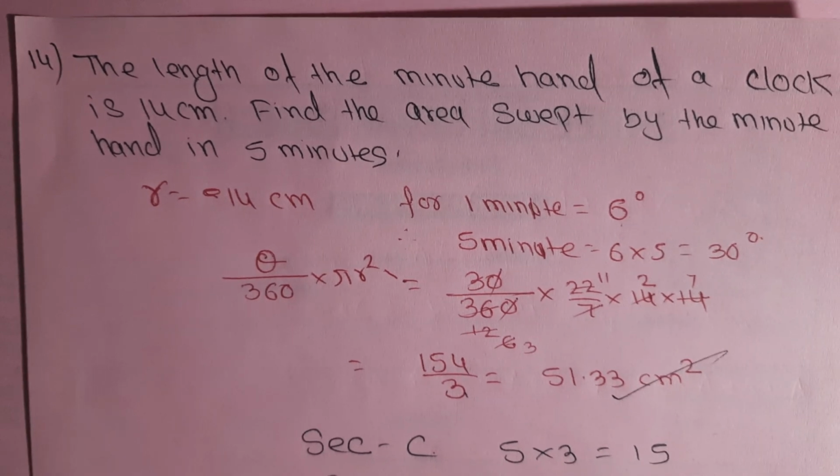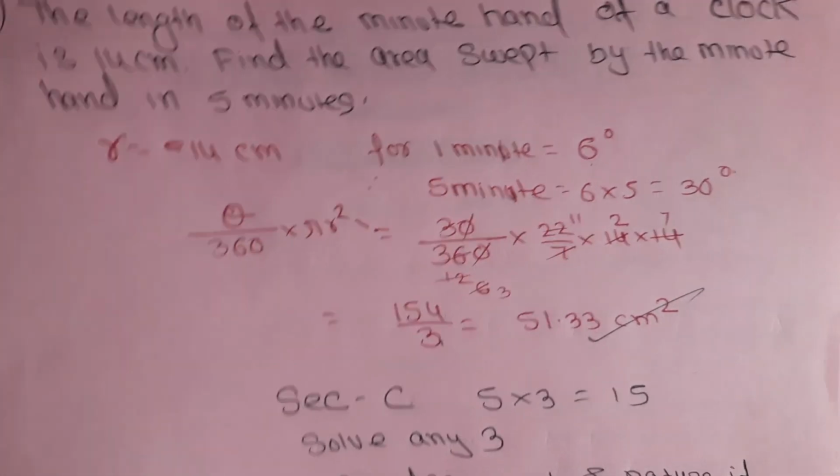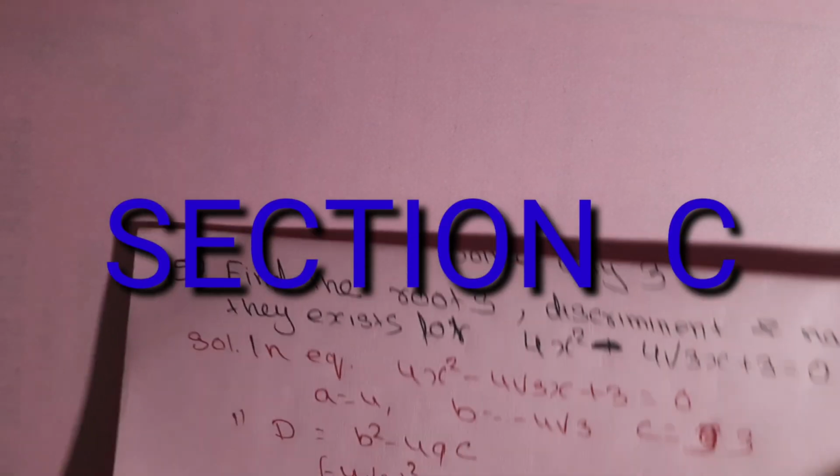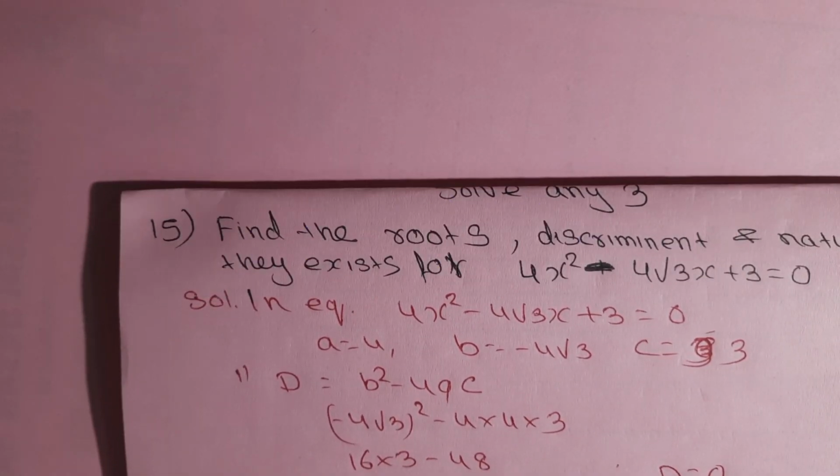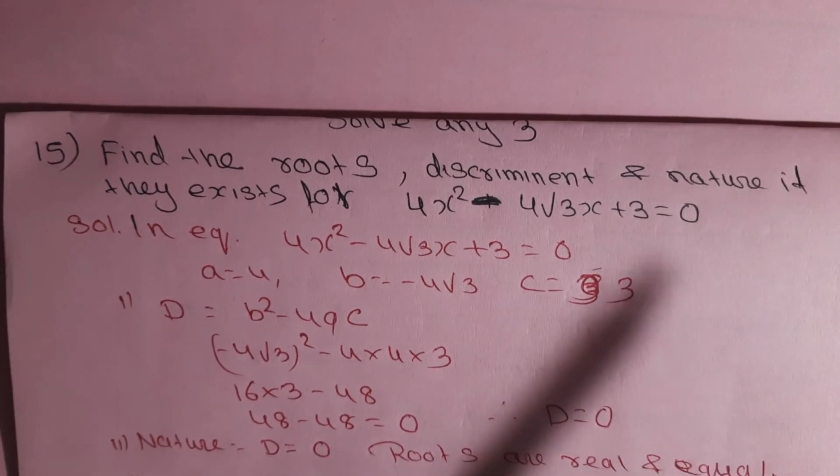Now come to section C. This was the last section. Here questions 15 to 19 will be there. Here also you have to solve any 3, and each question carries 5 marks. So obviously this will be the long form of that one.